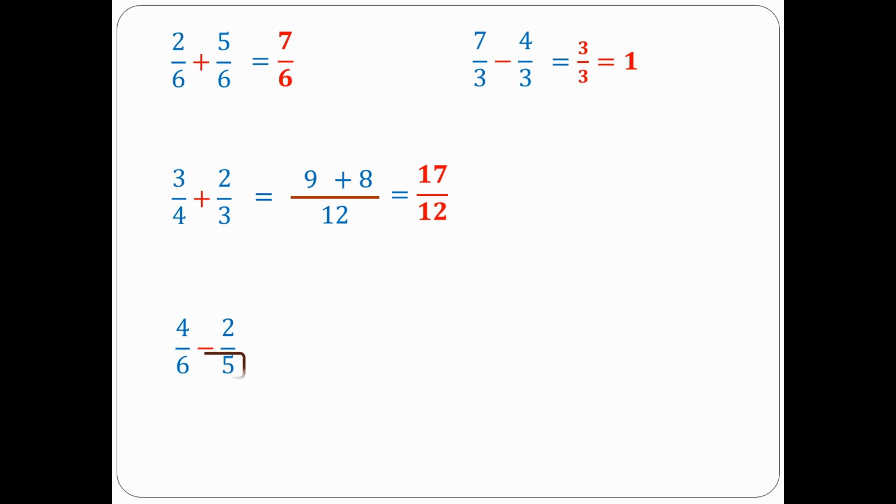So let's multiply the denominators 6 and 5, which is 30, and then multiply 4 and 5, which is 20, minus 6 times 2, which is 12. 20 minus 12 is 8. So our answer is 8 over 30. Now 8 and 30 are divisible by 2. So 8 divided by 2 is 4, and 30 divided by 2 is 15. So the fraction further reduces to 4 over 15.